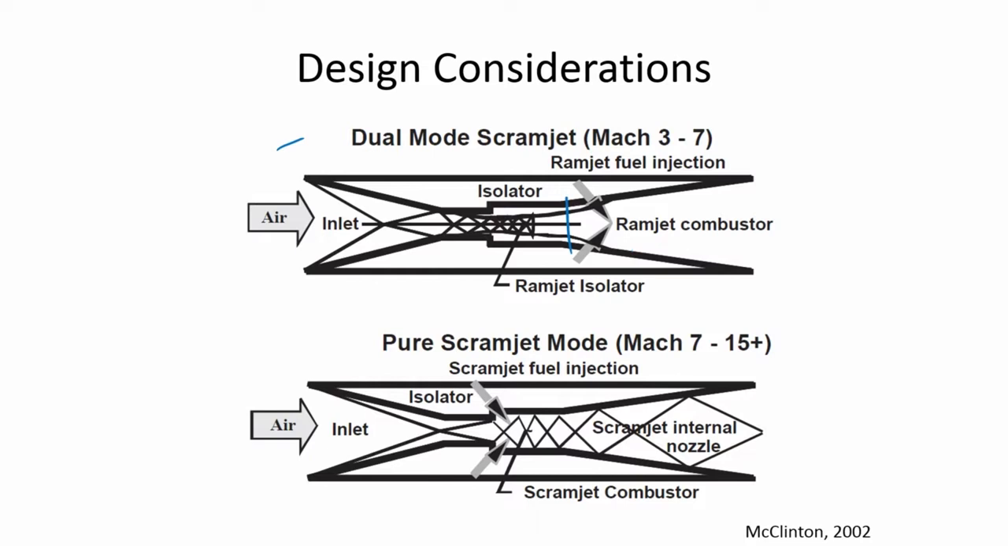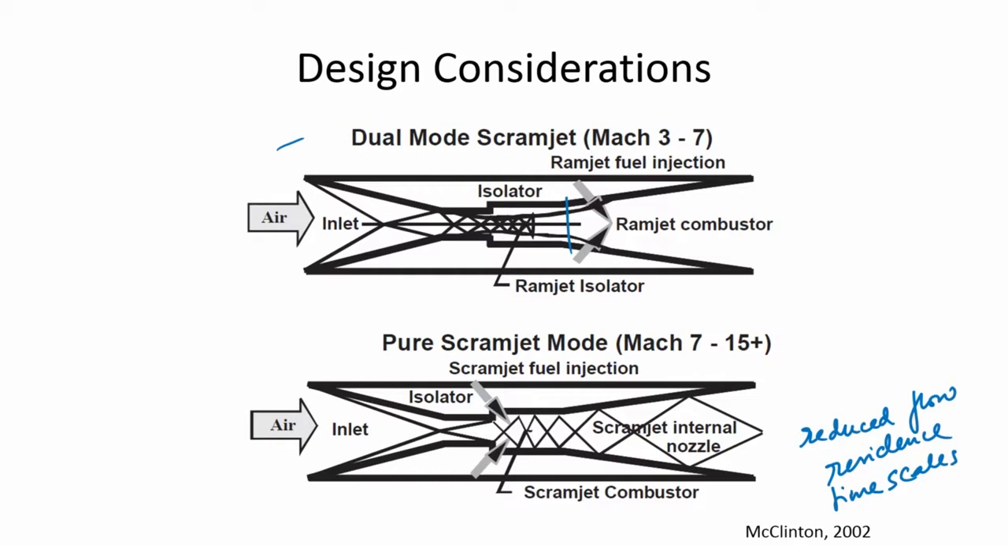Whereas in the pure scramjet mode, the air passes through and the shock structure is of course different, because you have a much higher Mach number, and the shock trains are prevalent even in the isolator. You add fuel much further upstream, because now you have much reduced flow residence time scales. So you add fuel even before the isolator itself, and then you can have a design.